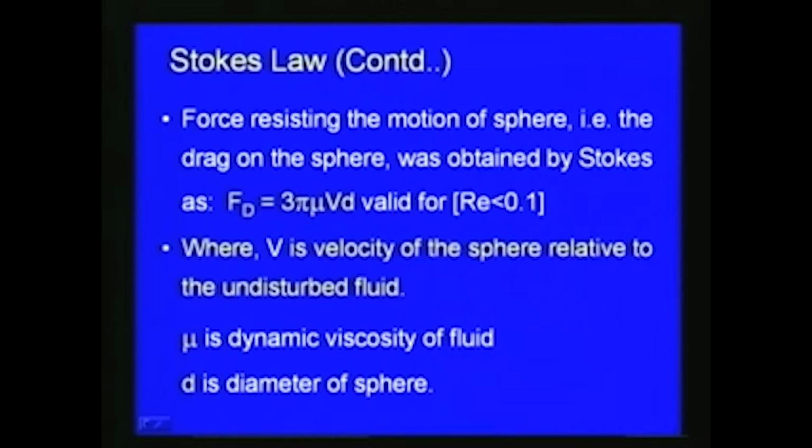So, these are some of the assumptions used by Stokes to derive this solution called the Stokes solution. If we consider the force resisting the motion of the sphere, that is the drag on the sphere, Stokes obtained the drag force F d equal to 3 pi mu V d. Here we should note that the Reynolds number Stokes assumed is less than 0.1. Here V is the velocity of the sphere relative to the undisturbed fluid, mu is the dynamic viscosity of the fluid, and d is the diameter of the sphere. So, Stokes derived the drag force equal to 3 pi mu V d.